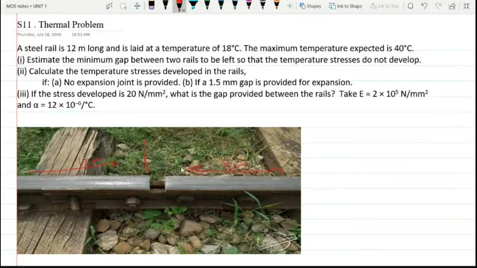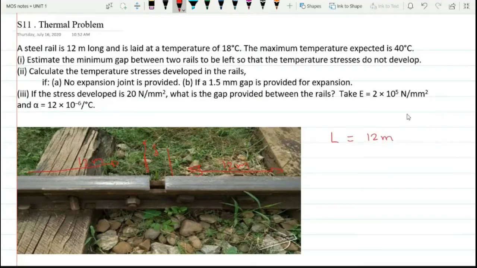So there are two rails, 12 meter. If that is the case, what will be the gap I have to give? That is my first question. Okay. So let us identify what are the data available and we will find out one by one. First, length is given. So length is 12 meter.